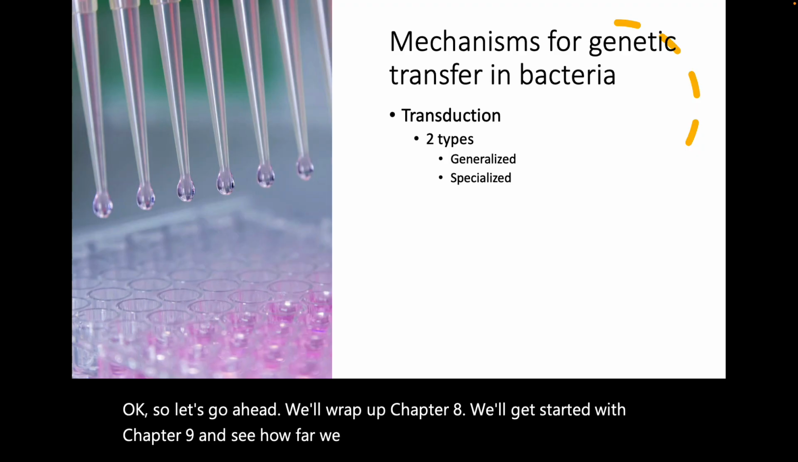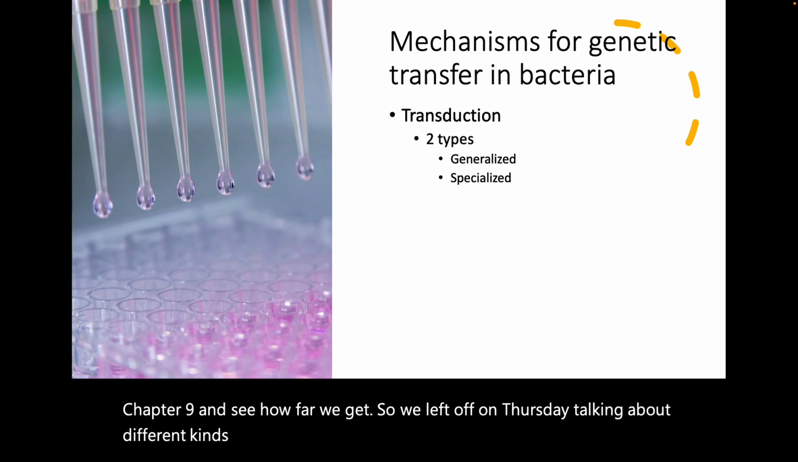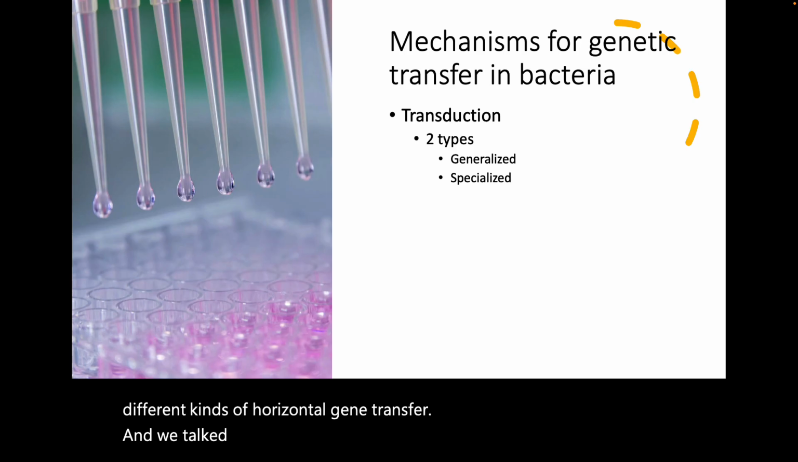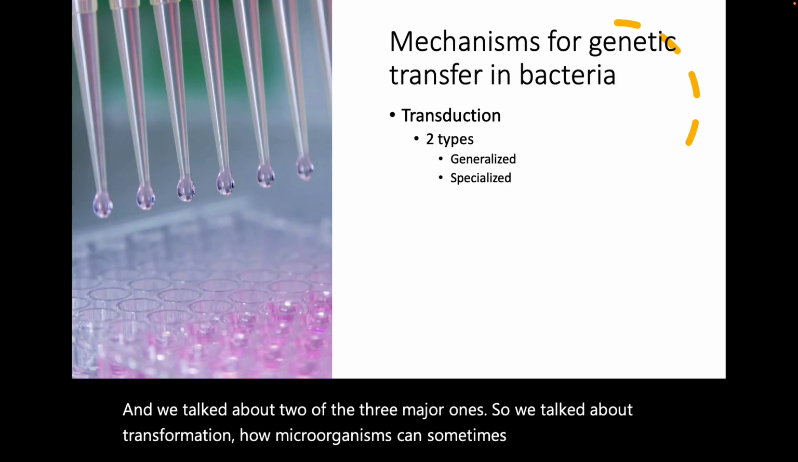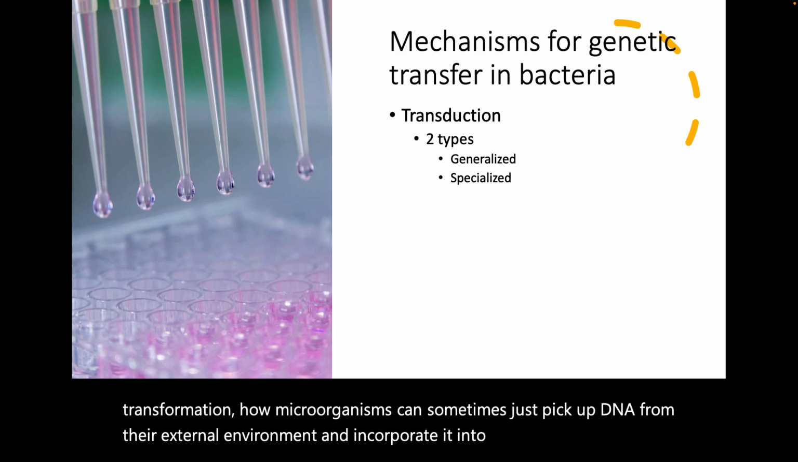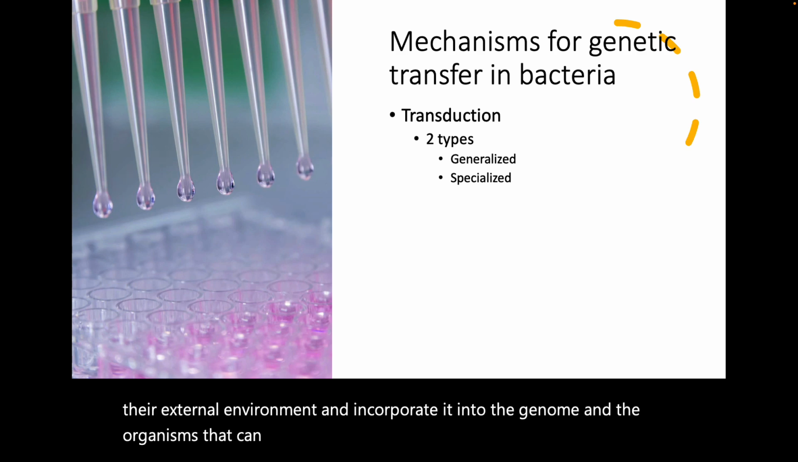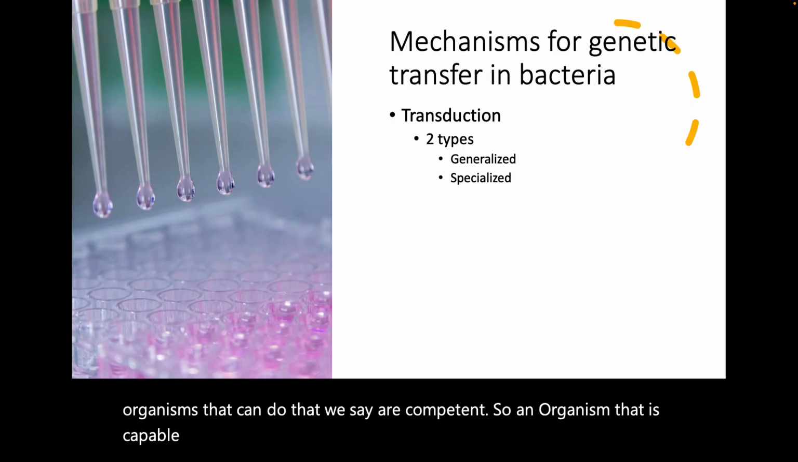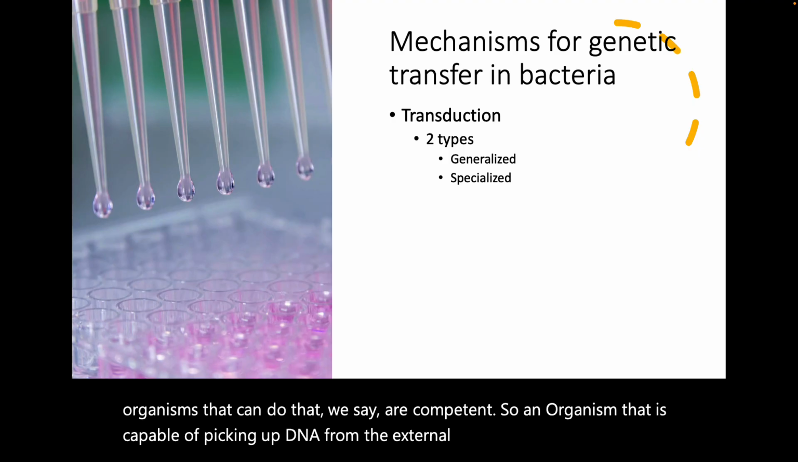So, we left off on Thursday talking about different kinds of horizontal gene transfer. And we talked about 2 of the 3 major ones. We talked about transformation, how microorganisms can sometimes just pick up DNA from their external environment and incorporate it into the genome. And the organisms that can do that, we say, are competent. So an organism that is capable of picking up DNA from the external environment is competent.